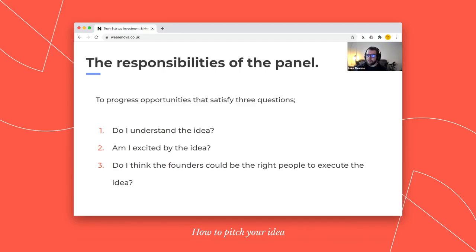So do I understand the idea? Spend a minute making sure that you are articulating very clearly what it is. Don't try to sell it, just what it is. Then you can go into detail about the good bits and the bad bits that you've got. And then finally explain why you or your team are the right people to execute this based on your background, etc. So we're going to go through each of these 3 points in detail on the best tips for how to make sure that you've structured your pitch this way.